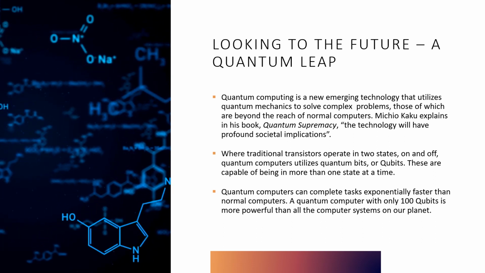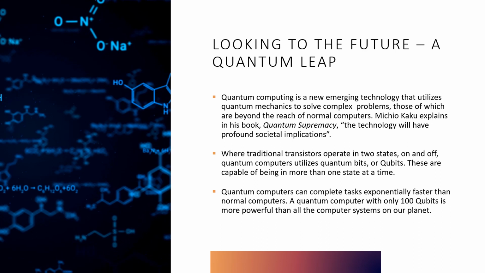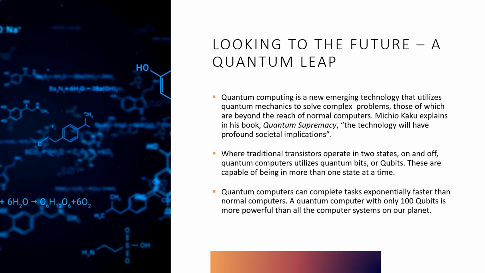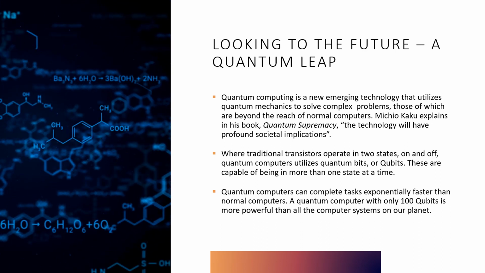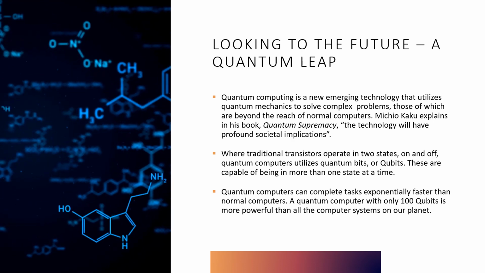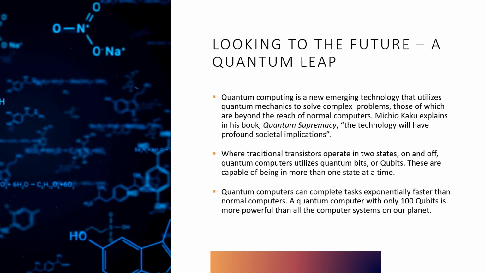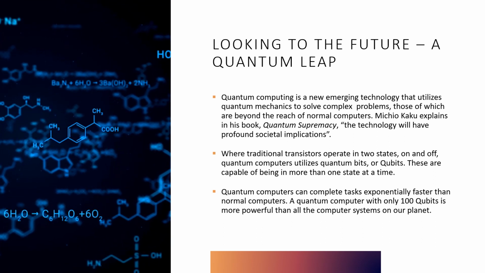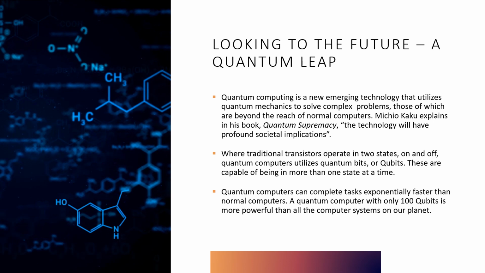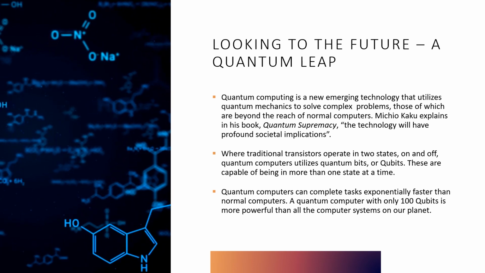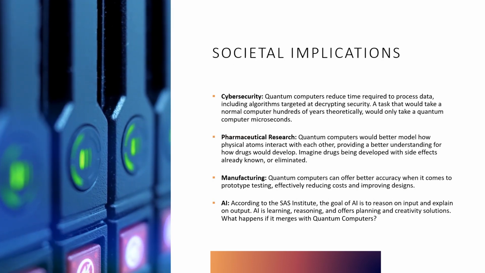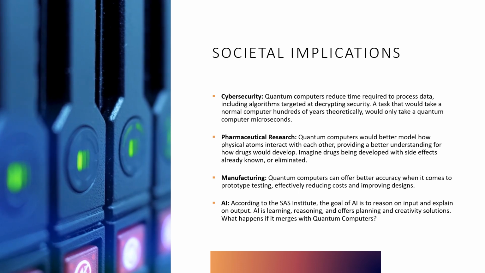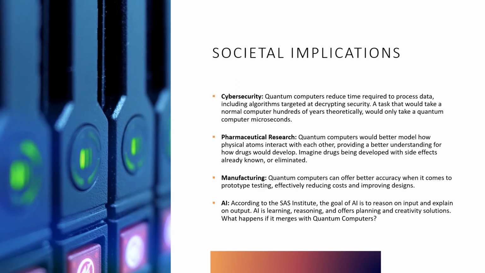While transistors have 2 states they operate in, on and off, quantum computers use quantum bits, or qubits. These bits are capable of being in more than one state at a time. Quantum computers can complete tasks exponentially faster than normal computers. A quantum computer with only 100 qubits is more powerful than all computer systems on our planet. Much like the transistor thrust us into the digital era, reshaping our society and creating new technological leaps forward, quantum computers promise to do the same.